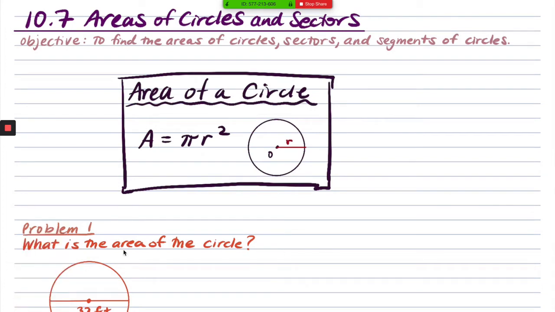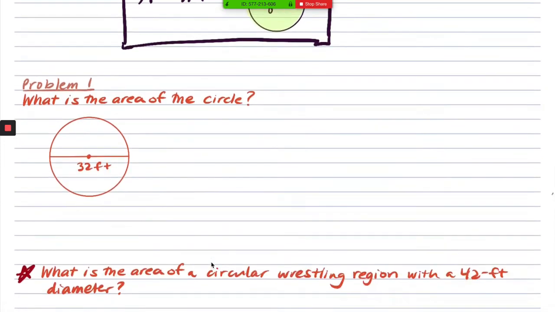There we go. Okay, so in this lesson, we're going to find areas of circles, sectors, and segments of circles. First thing we're going to do is areas of circles. To find the area of a circle, you need the radius of the circle, square it, multiply it by pi, and that's your area. So the first problem asks, what is the area of the circle?